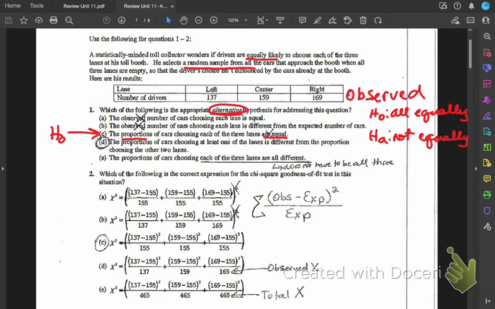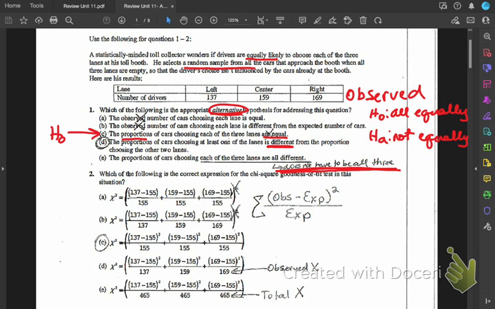D, the proportion of cars choosing at least one of the lanes is different from the proportion choosing the other 2 lanes. Now, that is basically saying that they are not equally likely, okay? So it's just another way that you can write it. E says the proportion of cars choosing each of the 3 lanes are all different. Here's the thing about that. It does not have to be that all 3 of them are different. It just has to be that one of them is different.